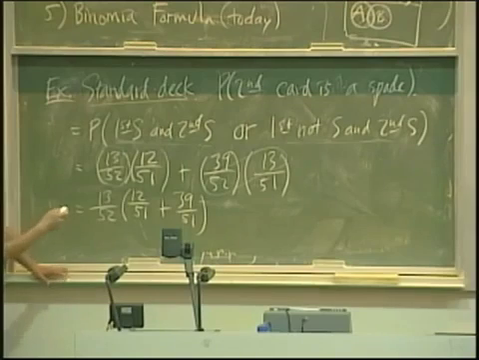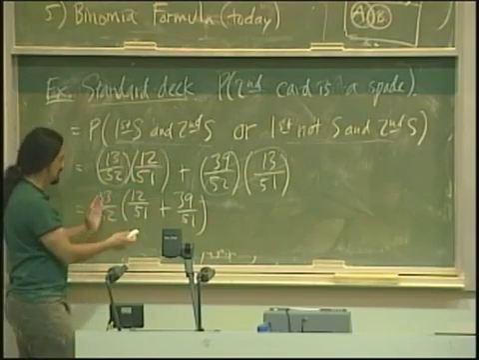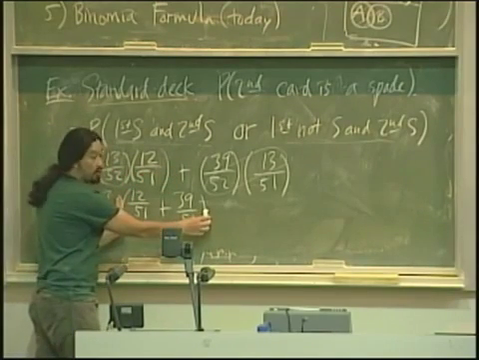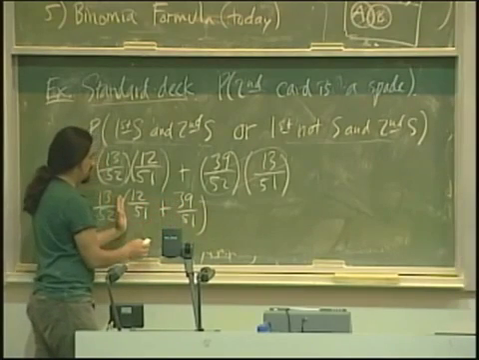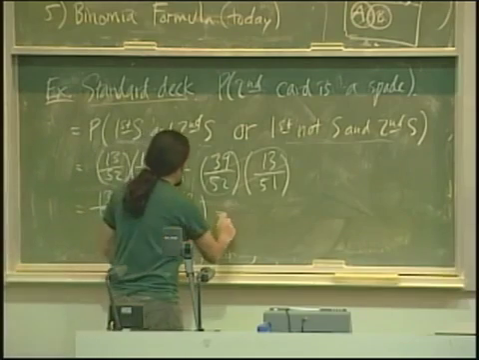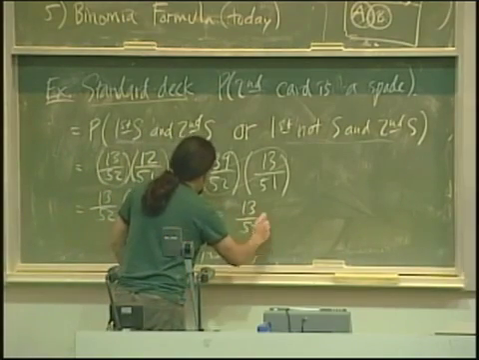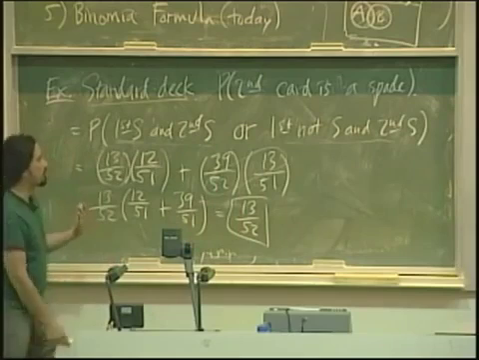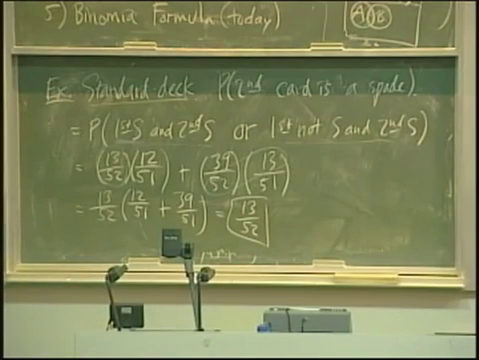Okay, so the reason why I factored out the 13 out of 52 from each is that these add up to 1. 12 plus 39 is 51 divided by 51. So this goes away, and I just get 13 out of 52. Okay, so that's the answer that I argued intuitively should be true.